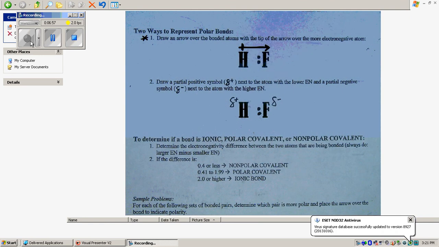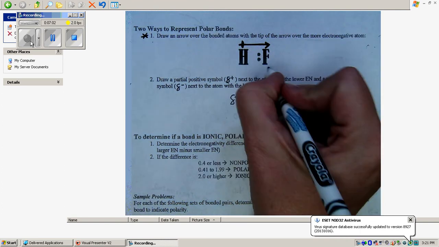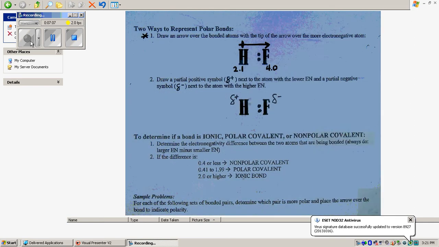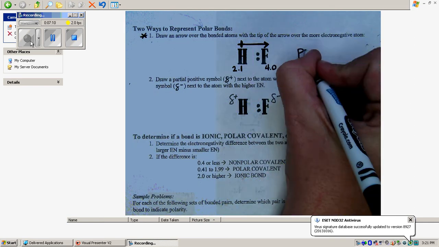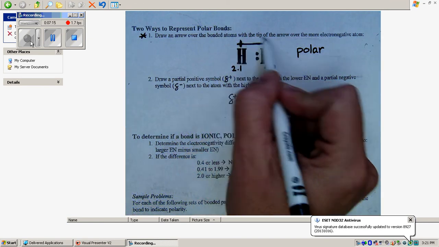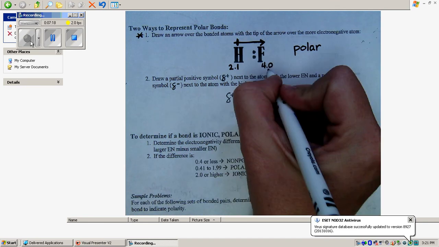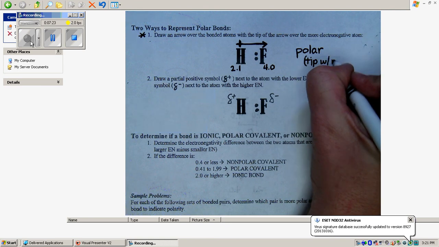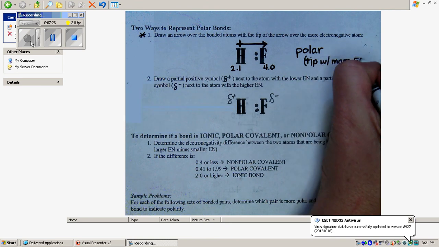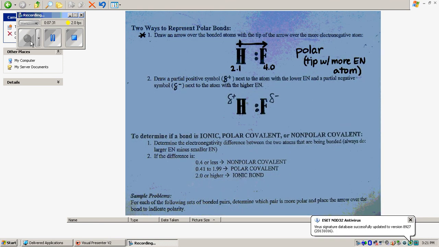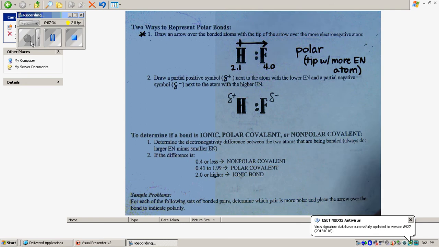Now the way you decide where to put the tip of the arrow versus this plus sign that we have here is based on the electronegativity. So we knew that this one was 4.0, we knew that this one was 2.1, so we'd already decided that this bond was polar. So we're going to represent that polar bond with this symbol. The tip of the arrow always goes with the more electronegative one. So you might want to write that down. Tip with more electronegative atom.